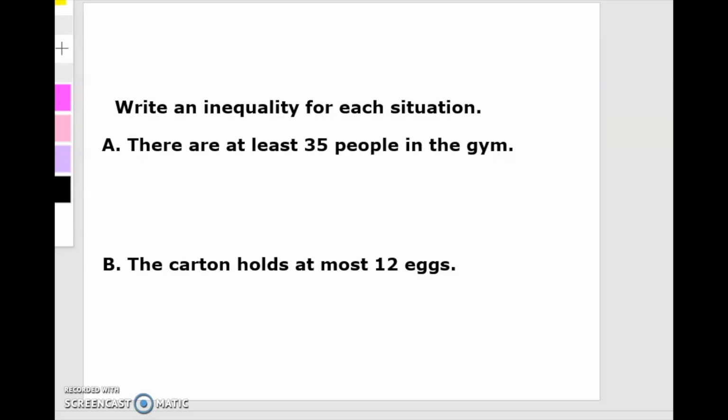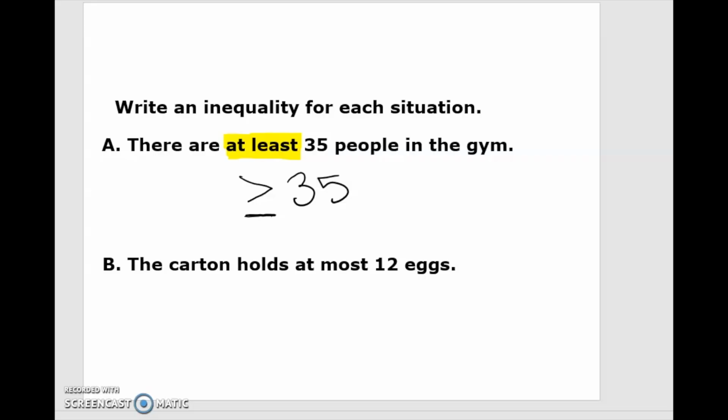It says there are at least 35 people in the gym. So at least, that's the key word that we want to really focus on. So at least means there's that amount or more. So we're going to be using it's either equal to 35 or it's more than 35. So there are at least 35. So we're comparing something to the number 35. So the something is either the same, equal to 35, or more than 35.